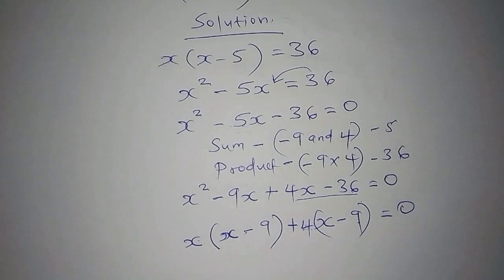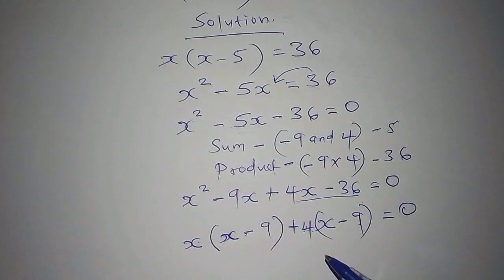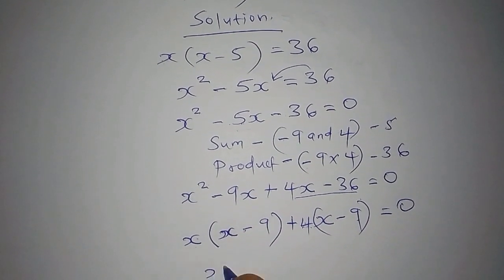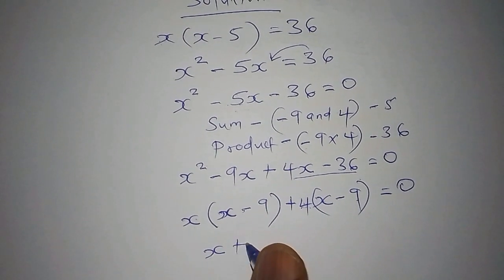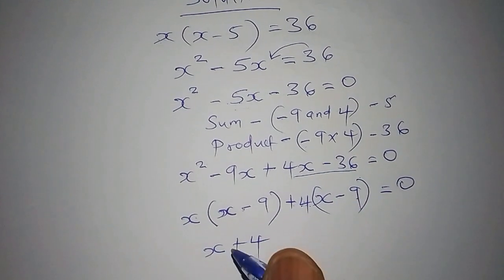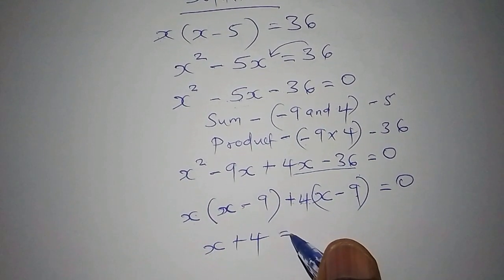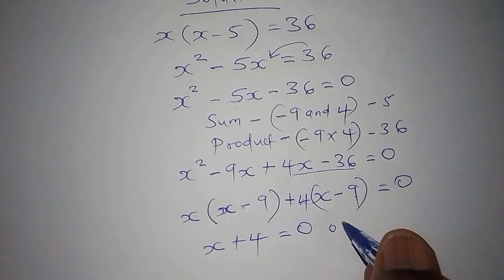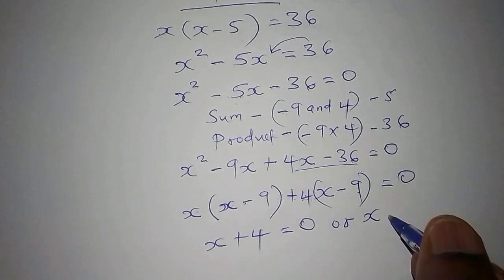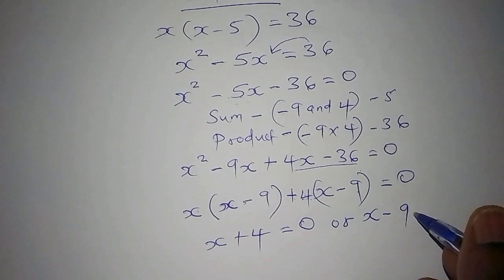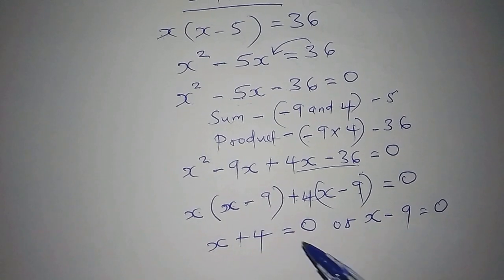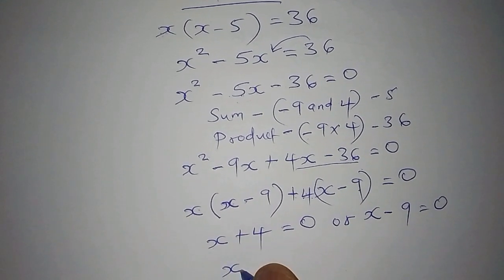So now we can say that the common number here, we have x plus 4 is equals to 0, or we can say x minus 9 is equals to 0.